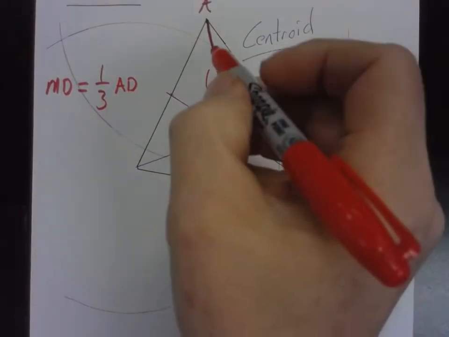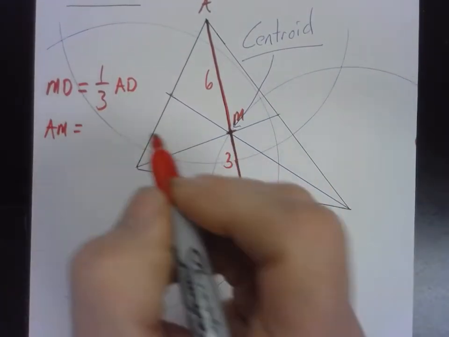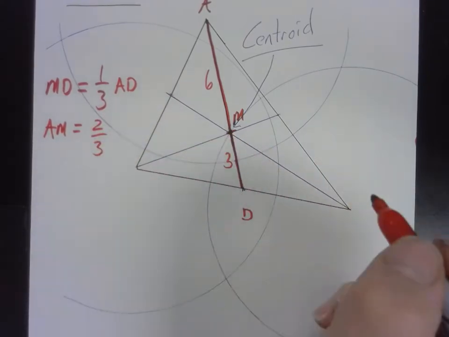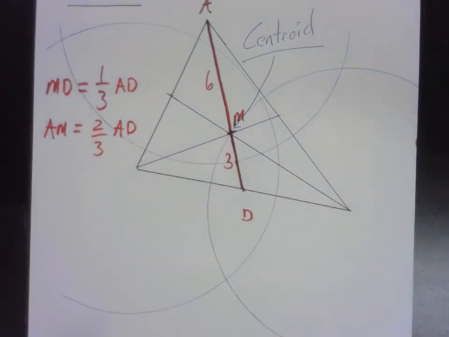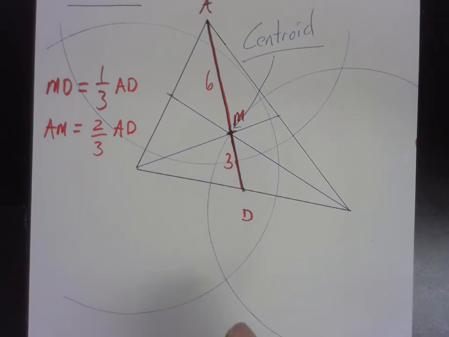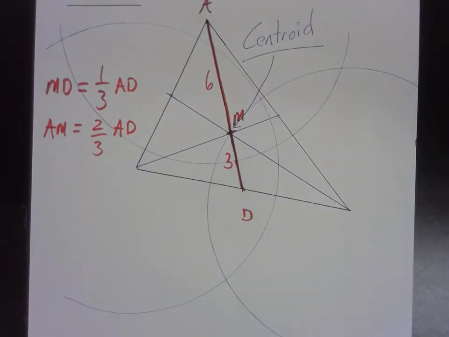And the longer piece, AM, what is it? It's got to be 2/3 of AD, of the measure of AD. So if you know the entire length, you can find each piece. If you know one of the two pieces, you can find the entire piece and the whole thing.